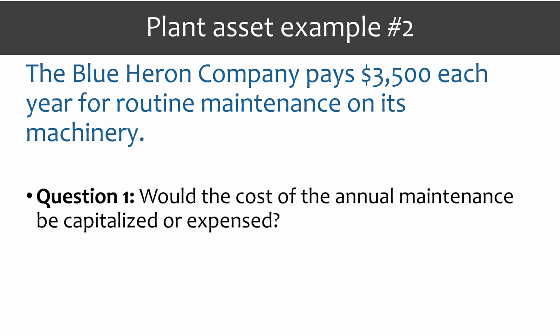Now let's look at another example. The Blue Heron Company pays $3,500 every year for routine maintenance on its machinery. Would the cost of the annual maintenance be capitalized or expensed? The answer is that it would be expensed. Routine ordinary maintenance expenditures are always expensed, never capitalized.